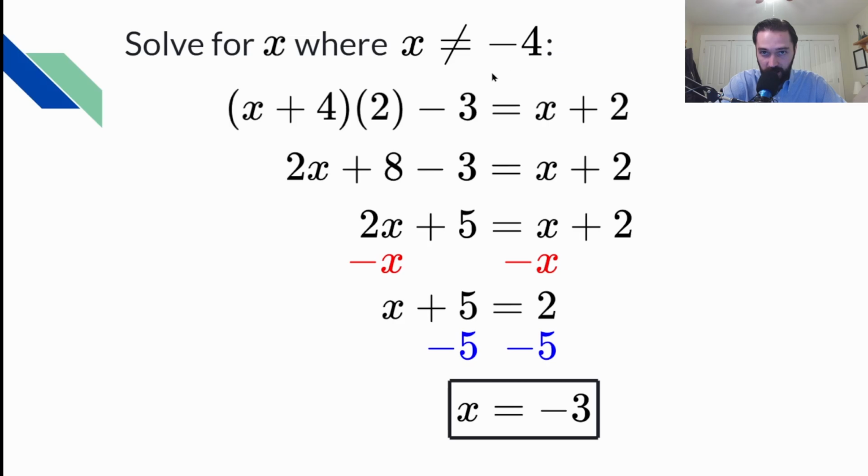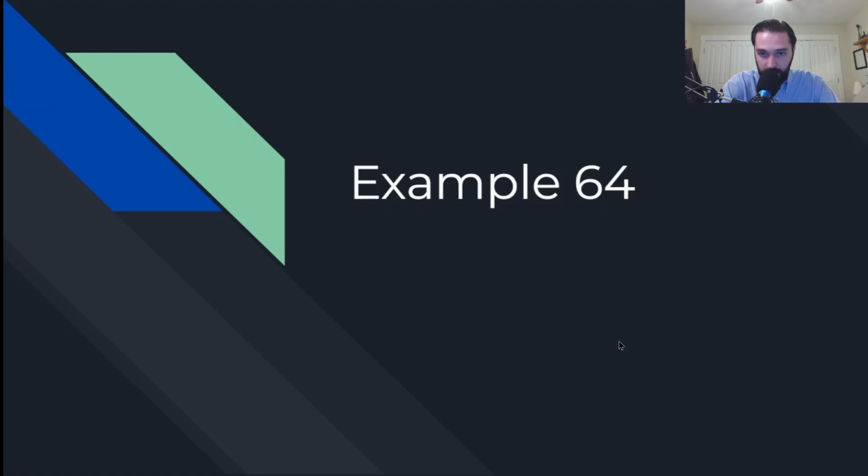And a quick check here: does that equal -4? No. This value is allowed. This restriction, we can't have -4 because then we have extraneous solutions, we have division by 0. But our solution is fine. It's -3. So let's move on to the next example.